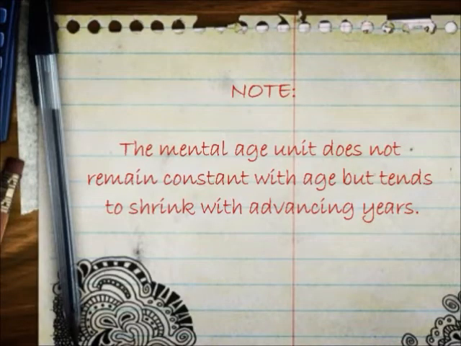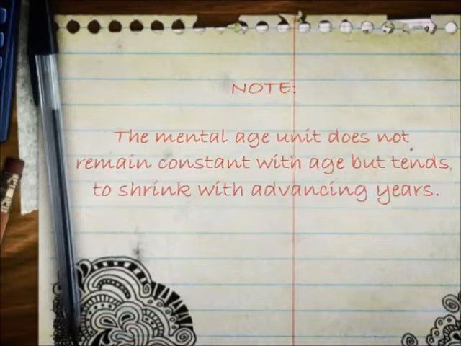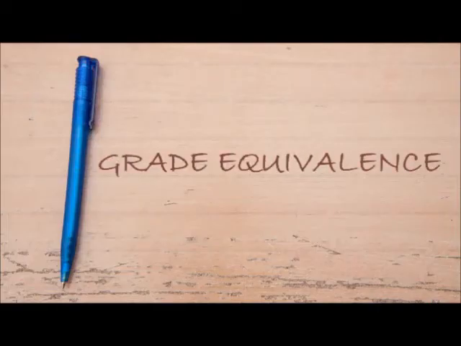It should be noted that the mental age unit does not remain constant with age, but tends to shrink with advancing years. Since intellectual development progresses more rapidly at the earlier stages and gradually decreases as the individual reaches his or her mature limit, the mental age unit shrinks correspondingly with age.